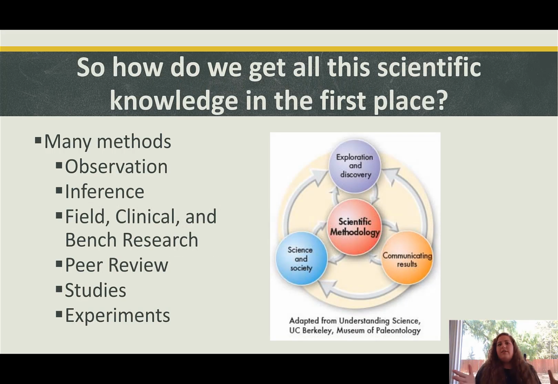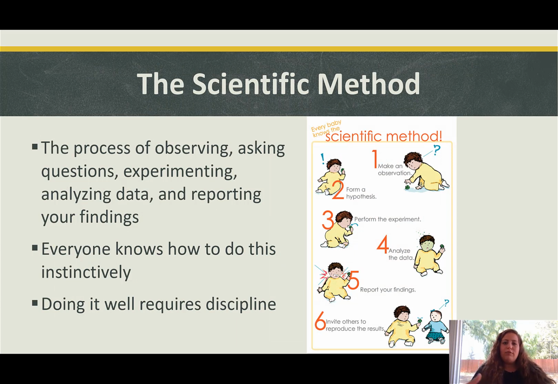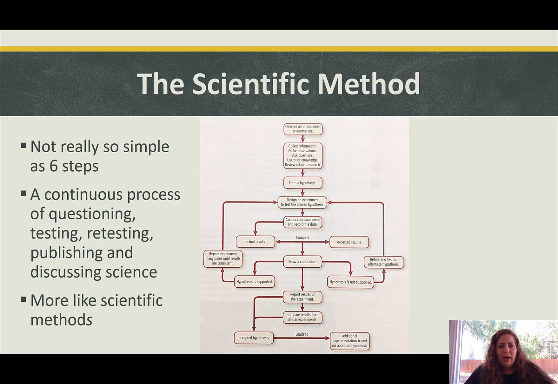So all of this scientific knowledge that we've been talking about, how do we get it in the first place? And that's where our scientific methodologies come into play. Not just the scientific method, but our many methodologies. You probably learned in the past about that 6-step scientific method. You observe and ask a question and form a hypothesis, then perform the experiment, and it's nice and piecemeal and stepwise. But that's not how real life works. It's not quite so simple as all that.